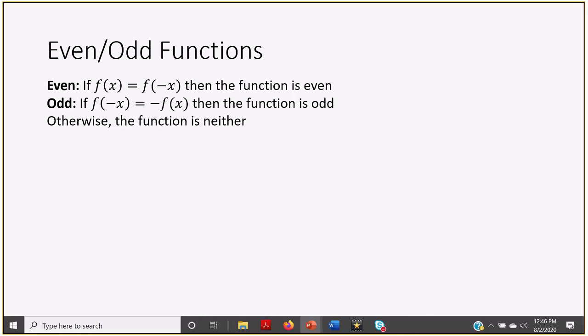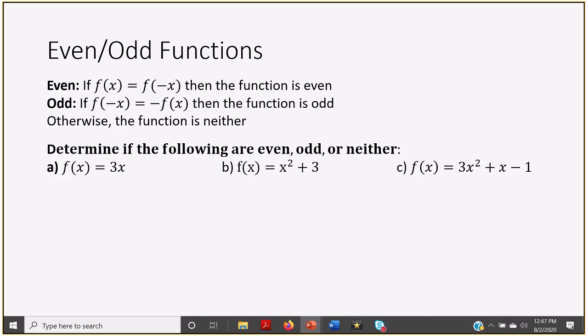So as I mentioned, kind of this process is that if we find something's even, we stop and we say it's even. It's not going to be odd, it's not going to be neither. We don't have to go through this full process. But the process is essentially the same every time. It all kind of hinges around f of negative x. So I have these three functions here. I'm going to determine individually if they are even, odd, or neither.